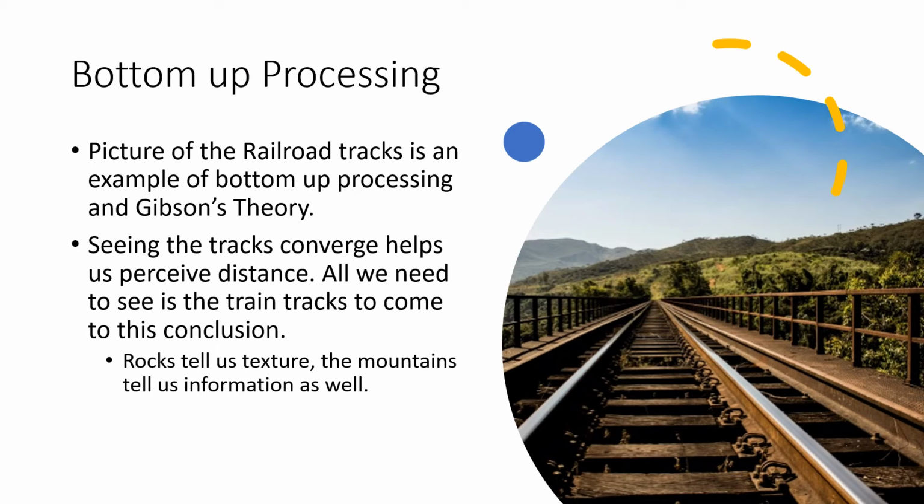So this picture of railroad tracks is an example of bottom-up processing and Gibson's theory. As soon as we see this, we see the tracks converging, and it helps us to perceive distance. And all we need to see is the train tracks to come to this conclusion. And then we see rocks, and our brains piece together this information and allow us to think about the texture of the railroad tracks. And then we see the mountains in the background, which tell us potential height distances and stuff like that. And it also tells us distance as well from where we're at in the picture.